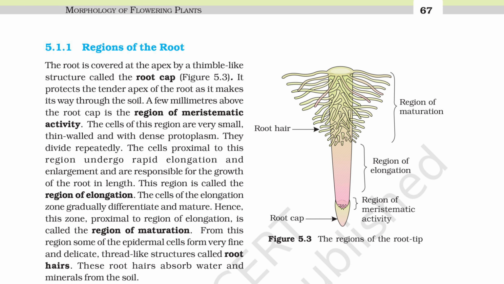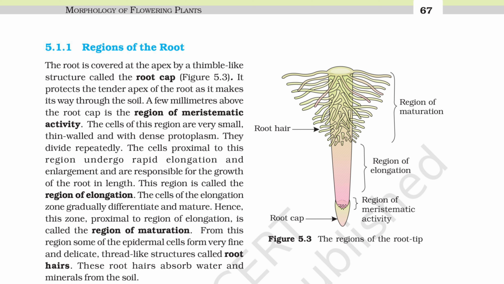Regions of the root. The root is covered at the apex by a thimble-like structure called the root cap. It protects the tender apex of the root as it makes its way through the soil. A few millimeters above the root cap is the region of meristematic activity. The cells of this region are very small, thin-walled and with dense protoplasm. They divide repeatedly. The cells proximal to this region undergo rapid elongation and enlargement and are responsible for the growth of the root in length. This region is called the region of elongation.